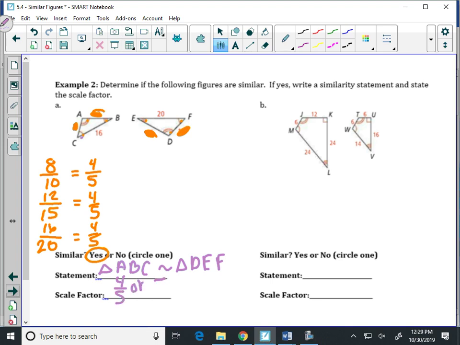Or 5/4. Why not 15? Because we could take the big triangle, multiply it by 4/5, and that will give us the little triangle. Or we can take the little triangle, multiply it by 5/4 to get the big triangle. So it doesn't really specify which triangle we're growing and shrinking. So I will accept either as an answer.